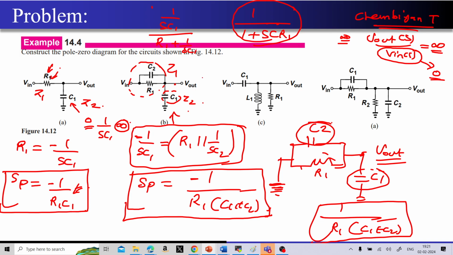Correct? So this you can do only for the poles. This you can do only for the poles. So this is one of the shortcut methods that you can apply to find the poles very quickly, correct?